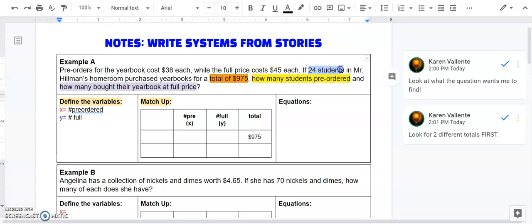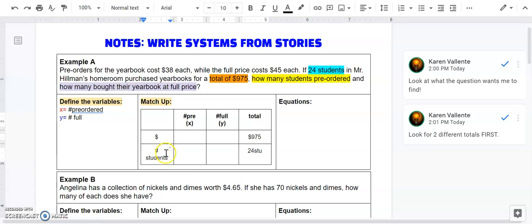So here, though, I have that there's 24 students in Mr. Hillman's homeroom. Okay, so we have all these students in there. That's my other total. So this row is talking about prices because I know that's money right there. Anything in my story that's about prices is probably going to go with this total here. And then this one is the 24 students, so it's what I count, right? So number of students right there. And so we've got to figure out what goes where.